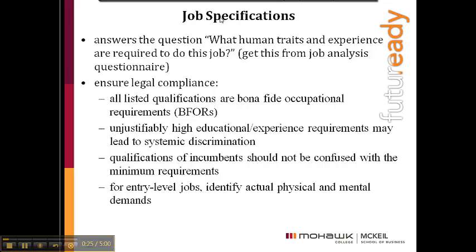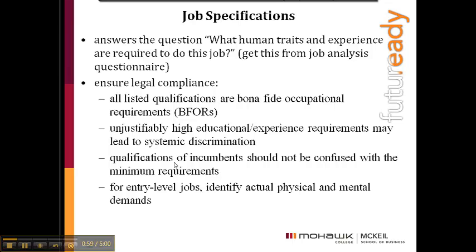It also gives the recruitment people an opportunity, if they're going out to look for people for jobs, to look at the job specification to get an idea of what the job requires, so that they can give the candidates the right information and find people who meet the exact requirements of the job as set out in the specification. So when we're looking for the traits and experience required to do the job, the HR people have got to make sure that anything listed in the specification is really required for the job and is not just something on somebody's wish list.